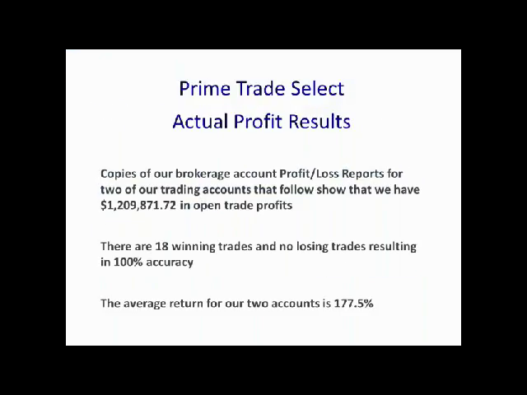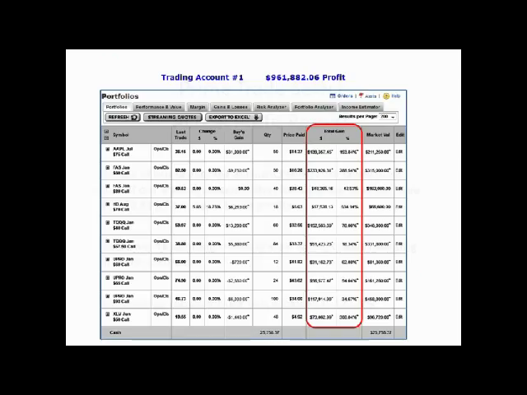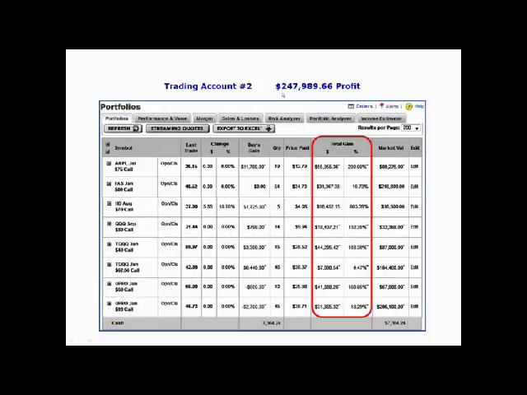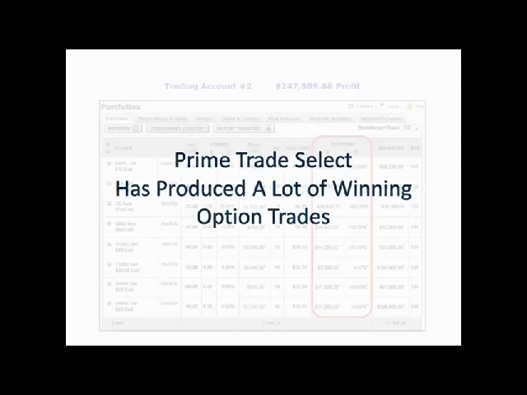And here's an example. This is a snapshot of open trade profits. We have two accounts. This is my larger retirement account, and this column lists the option that we bought, the quantity, the price we paid, the last price, and then our dollar profit and percent gain. So this is just an open trade snapshot. This retirement account had a $961,000 open trade profit using Prime Trade Select, and my smaller retirement account had a $247,000 open trade profit. Those trades were selected using Prime Trade Select.